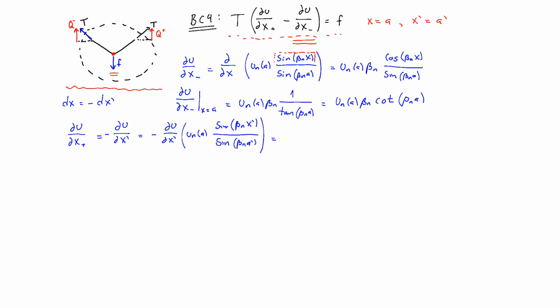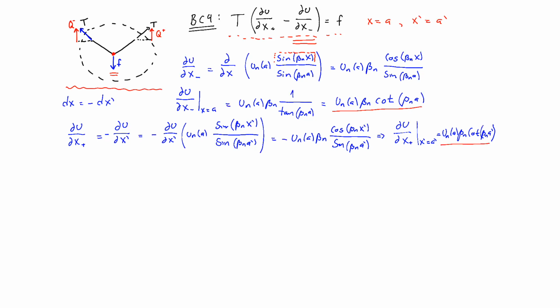When we carry out the differentiation very much like in the above expression, we get minus un of a beta n, and then we get the cosine beta n x prime over the sine beta n a prime. And that implies that the derivative to the right of the cable for x prime equal to a prime becomes un of a beta n, and then the cotangent of beta n a prime. Just enough space to write this one. So we have this expression for the left derivative and this one for the right derivative.